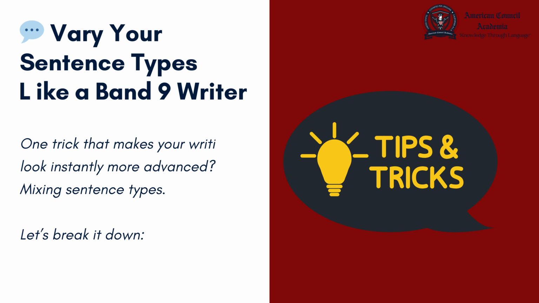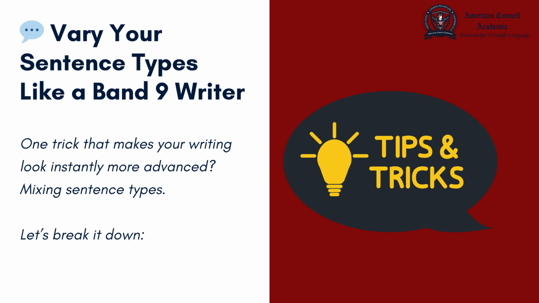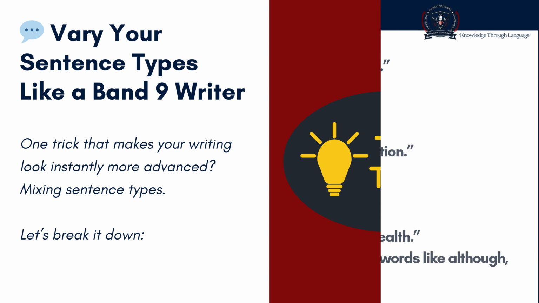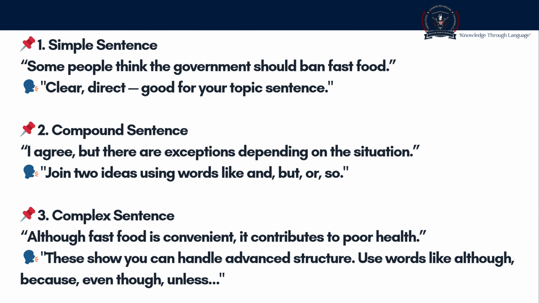One trick that makes your writing look instantly more advanced: mixing sentence types. Let's break it down. Number 1. Simple sentence. Example: some people think the government should ban fast food. It's clear, direct, good for your topic sentence.